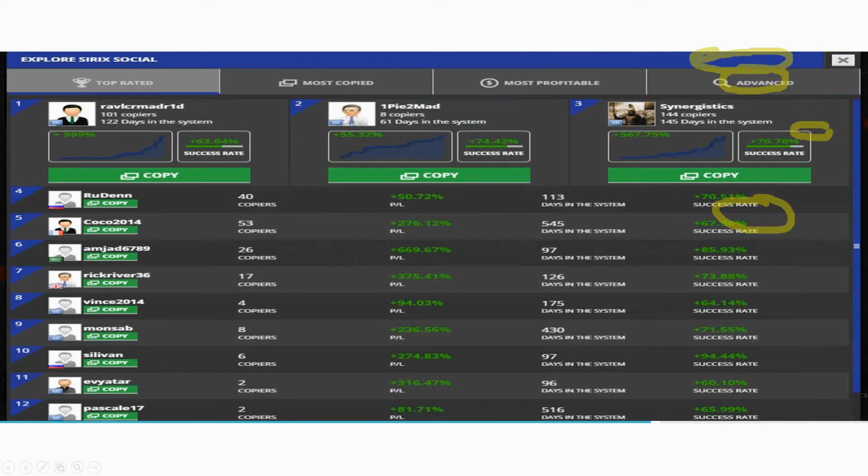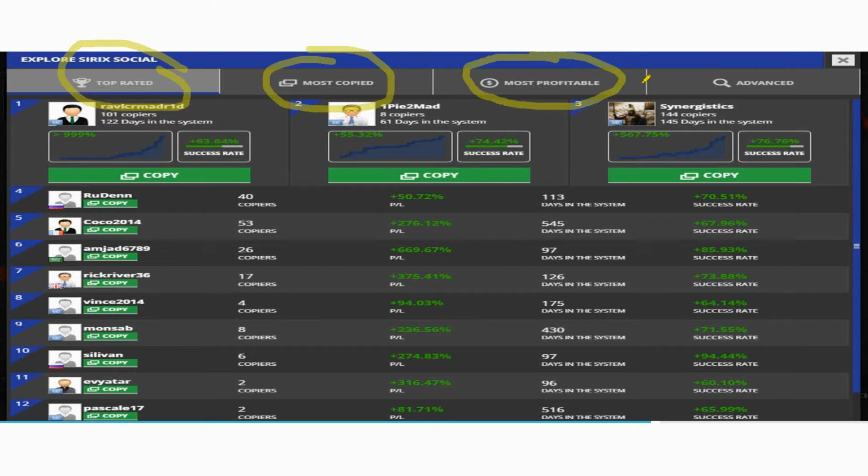Okay, the next slide, I'll just remove those drawings for you. Okay, now this is what will happen once you're logged into the system and you're opening up the entire database. The entire database is basically where you can filter. Now you're filtering by a number of different ways. You're filtering by top rated, most rated, most copied, most profitable. And the advanced section is where you're filtering by instrument and as such.